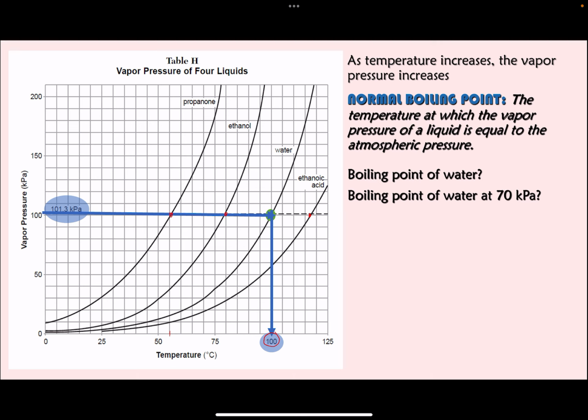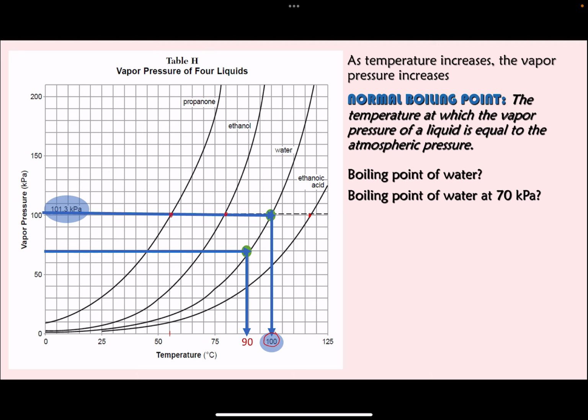If I ask you for the boiling point of water at 70 kilopascal, then this is the boiling point that we have at 70 kilopascal. So that turns out to be somewhere around 90 degrees Celsius, right? So this is how we read this table.